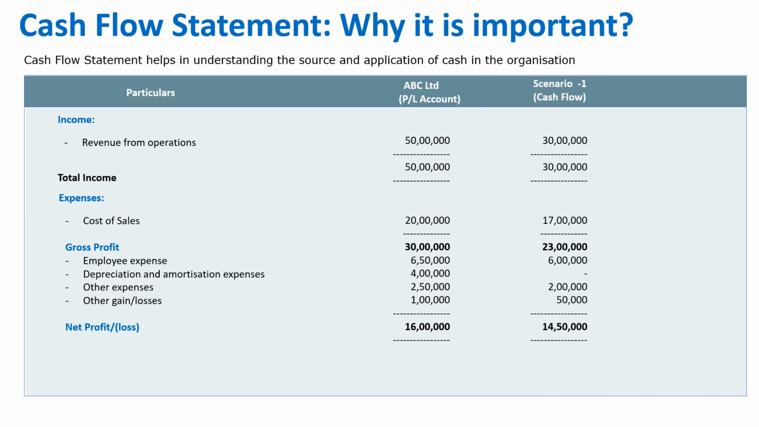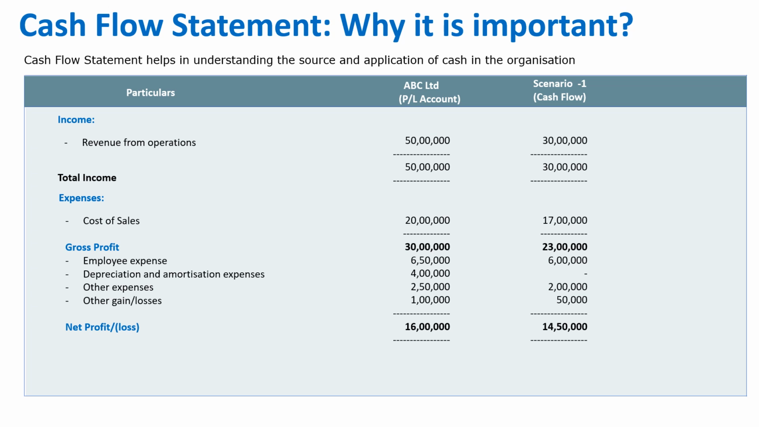Now let's take a scenario. I'm talking from the cash flow point of view. Out of 50 lakhs revenue, the company could collect 30 lakhs in cash. That means 20 lakhs still remain with the customer. It is reported as trade receivable in the balance sheet. Similarly, cost of sales out of 20 lakh, only 17 lakh has been paid to the vendor. That means 3 lakh is reported as accounts payable in the balance sheet. And the gross profit in cash is 30 lakh minus 17 lakh is 23 lakhs.